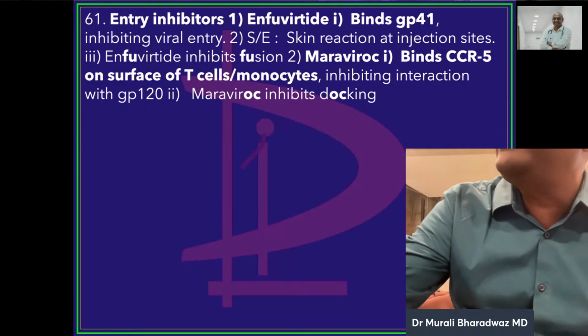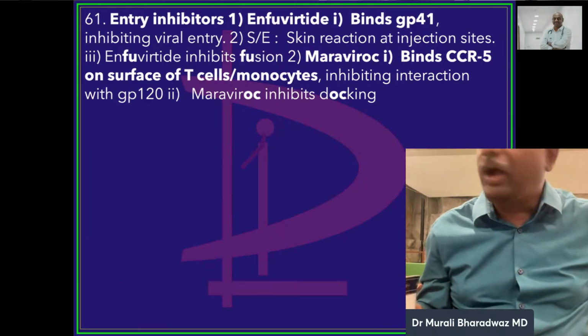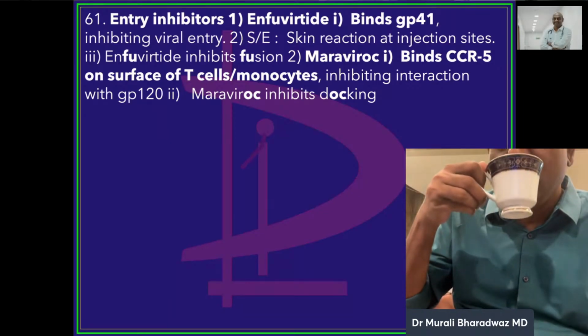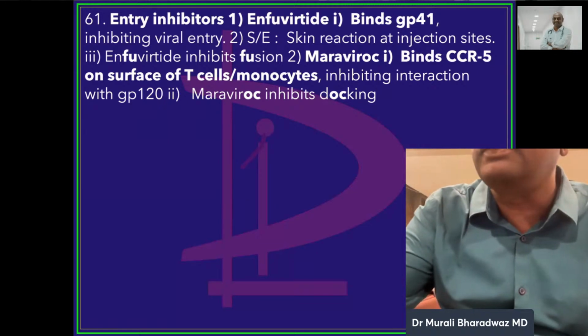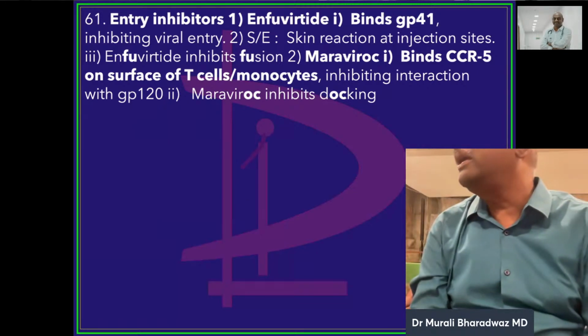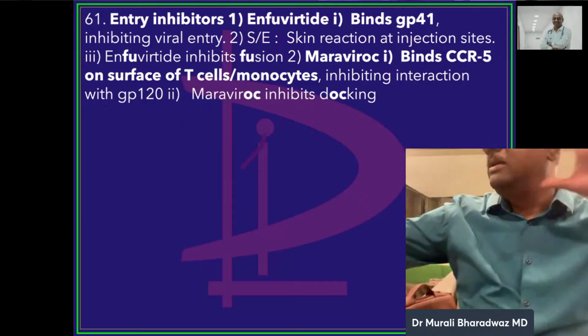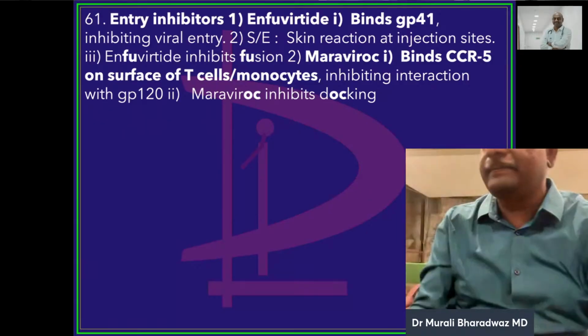So all the drugs' main intention is what? HIV is a bad company. How to avoid the bad company of our cells? So Maraviroc inhibits docking. Docking means just like an aeroplane gate. Docking.